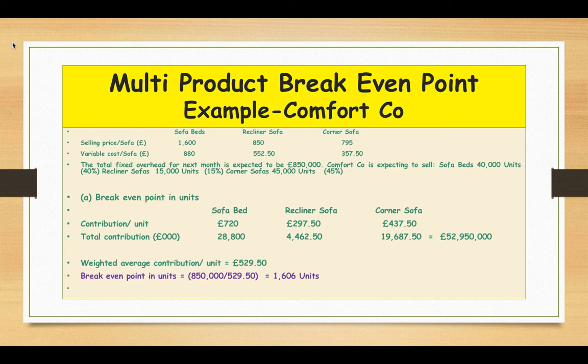So we can calculate the break-even point in units, which we know is fixed cost divided by the weighted average contribution per unit, which is 850,000 divided by 529.5. So we will get 1,606 units. So Comfort Company has to sell 1,606 units in total in order to break even.